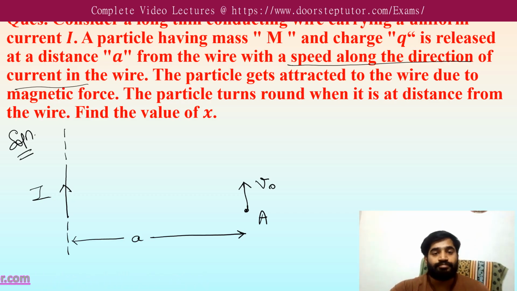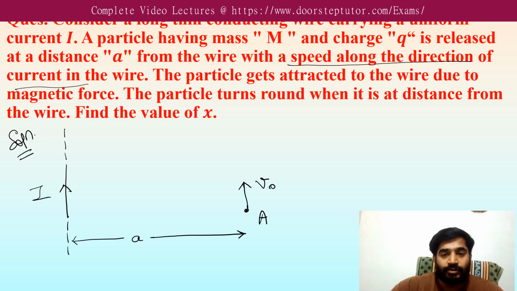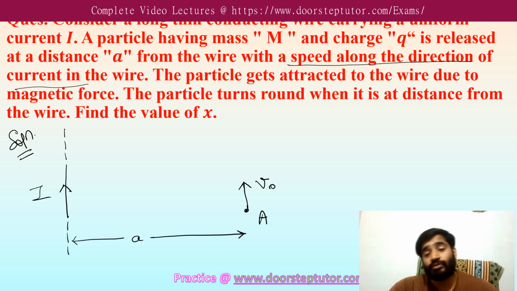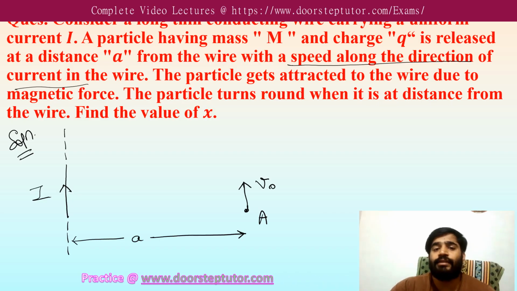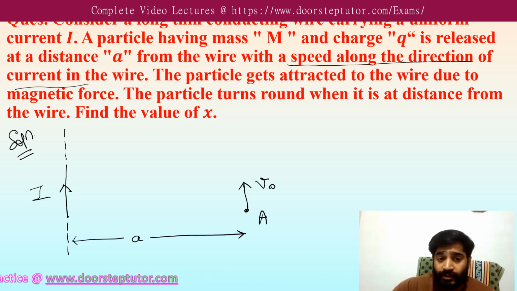Now the particle gets attracted to the wire, obviously, since the current in the same direction flows, and the wire attracts it due to the opposite nature of current flowing.